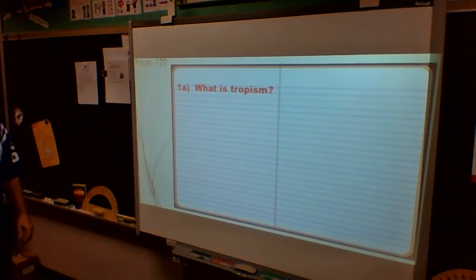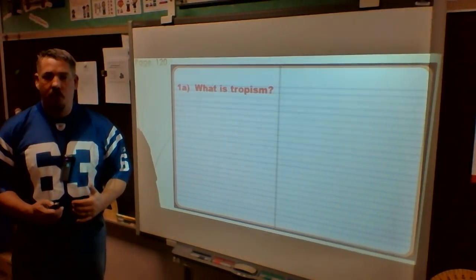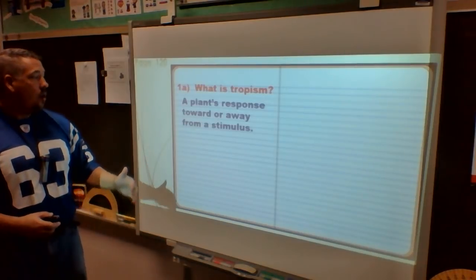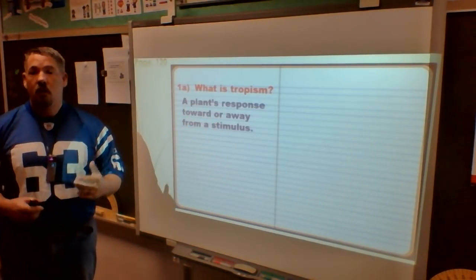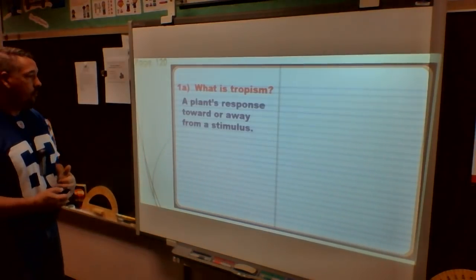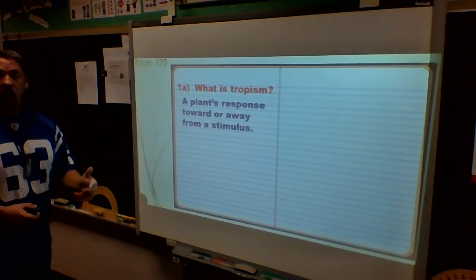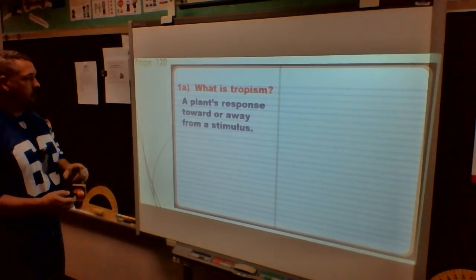So we start with our questions on page 120. Question 1a is simply, what is tropism? Tropism is a plant's response toward or away, because it could be positive or negative, to a stimulus. By the way, if you didn't get that, go ahead and pause the video and restart it once you have your answer written down.